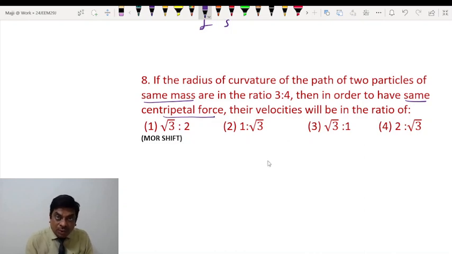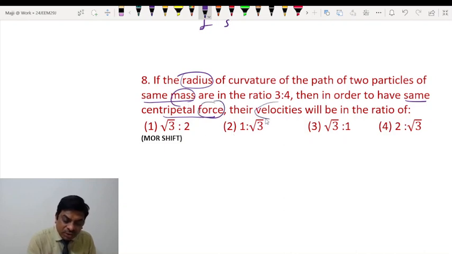Now see how to solve these kinds of questions, students. Whenever you have to find a ratio, just write down the formula which interrelates all those things. Radius of curvature should be involved, mass should be involved, centripetal force should be involved, and velocity should be involved. So the only formula which comes to our mind is centripetal force is mv square by r.